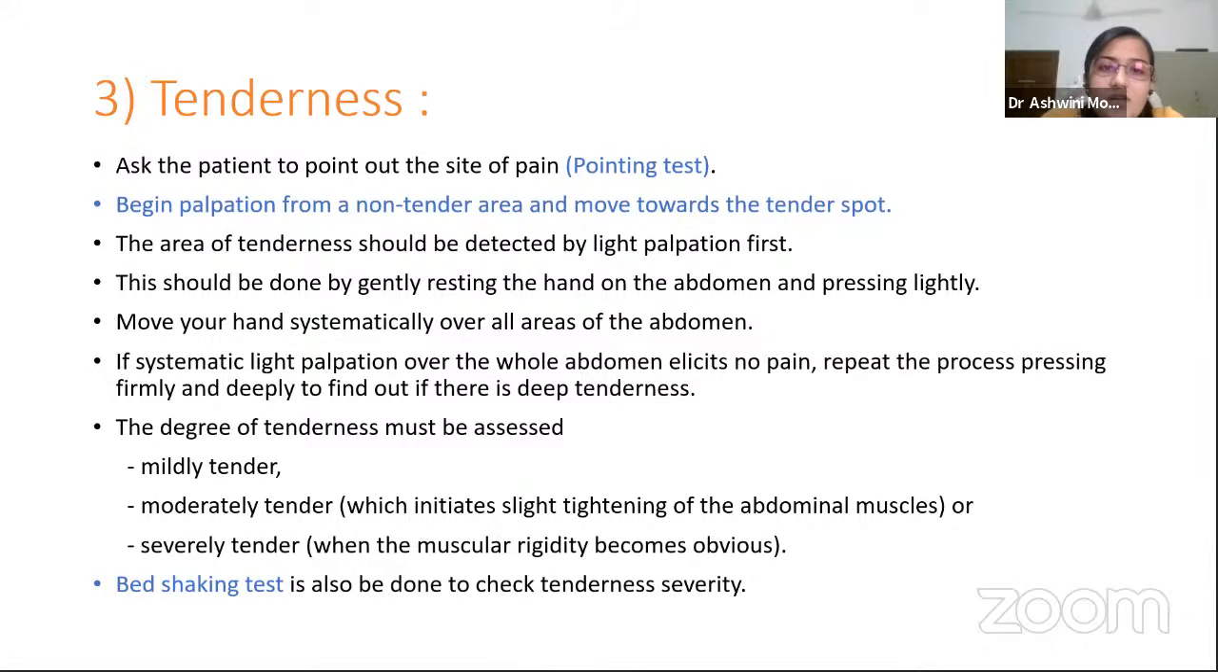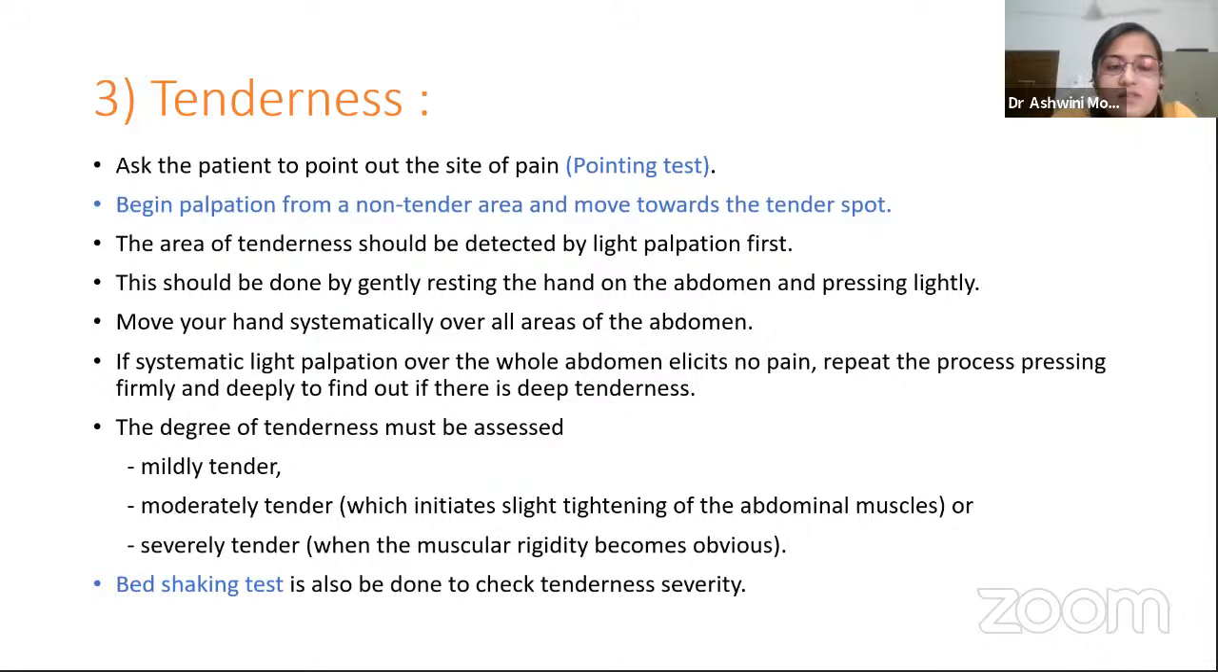Move your hand systematically over all the areas of the abdomen, that is, on all 9 regions. If systematic light palpation over the whole abdomen elicits no pain, repeat the process pressing firmly and deeply to find out if there is a deep tenderness or not. The degree of tenderness must be assessed. That will be assessed as mild, moderate, or severe.